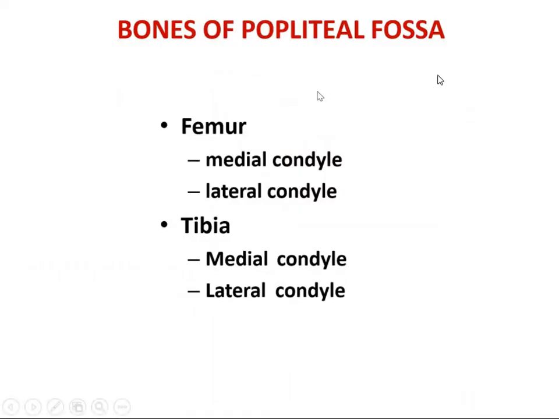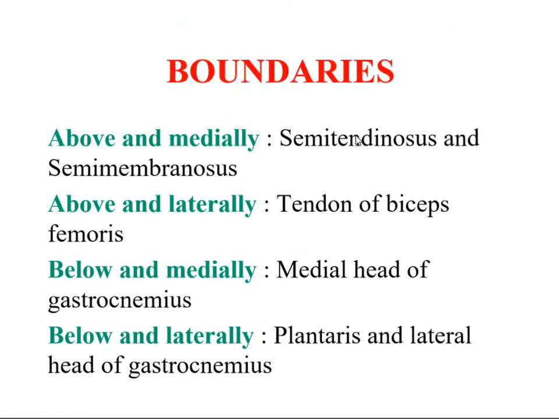So, bones of the popliteal fossa. It is on the posterior aspect of your knee joint. From above, the femur is coming, and from below, the tibia is coming. Of the femur, the lower end is involved, that is your medial condyle and the lateral condyle. And of the tibia, you have the upper condyles, medial and lateral. So the lower surface of femur and upper surface of tibia are involved in forming the popliteal fossa.